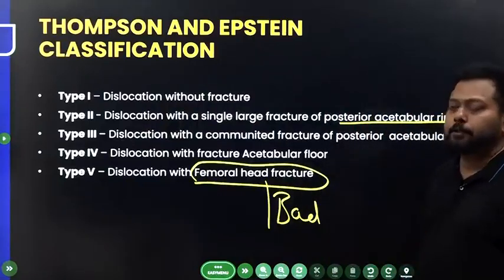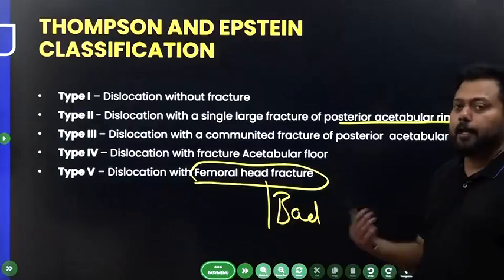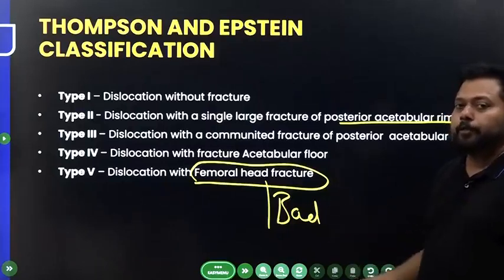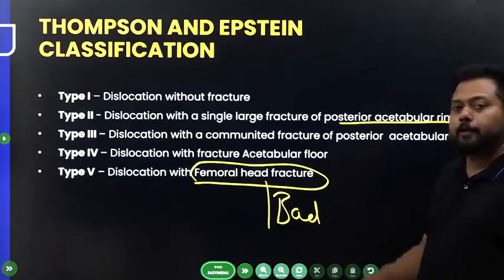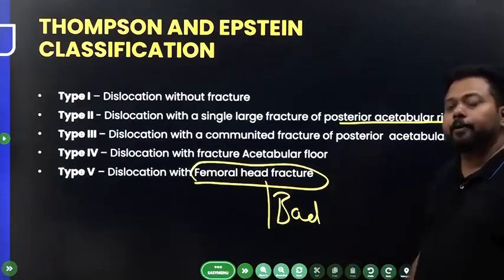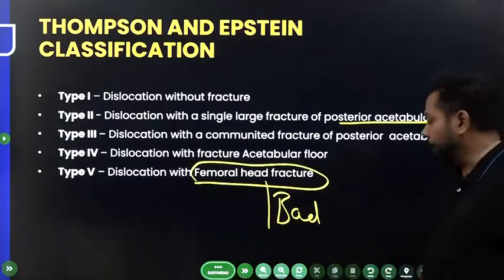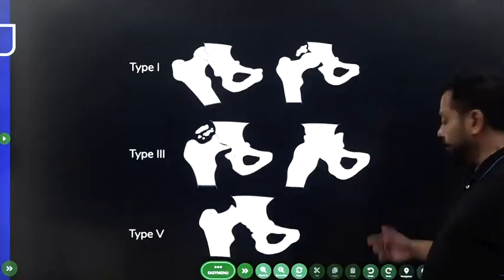So Thompson and Epstein's classification is very simple. Type 1, dislocation without fracture. Type 2, dislocation with a chip fracture of the acetabular rim. Type 3, dislocation with a comminuted fracture of the acetabular rim. Type 4, dislocation with a fracture of the acetabular floor. Type 5, dislocation with femoral head fracture. So this is the diagram.